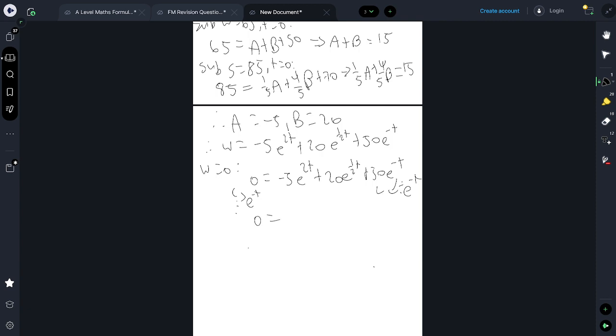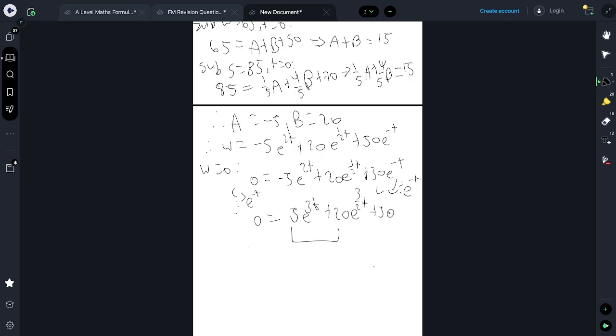Okay, so 0 would be 5e to the t now. No, if you're dividing, it'd be 3t, wouldn't it? Because e to the 2t divided by e to the minus t, you are subtracting the powers, but 2t minus t would be 3t. Likewise, this would be 20 e to the 3 over 2t, because you're adding 1, and then that would go to 50, because you're adding t here. So that's our equation, right?